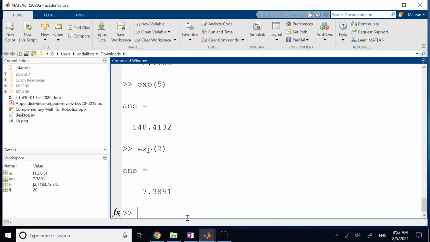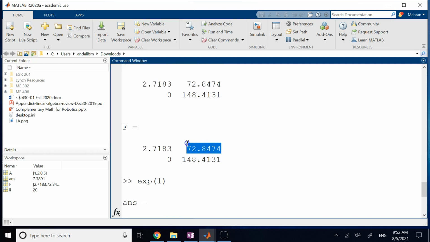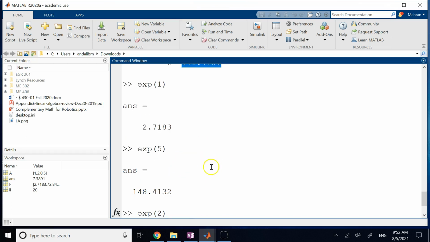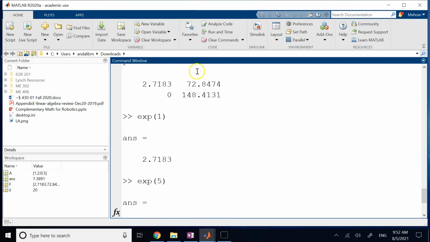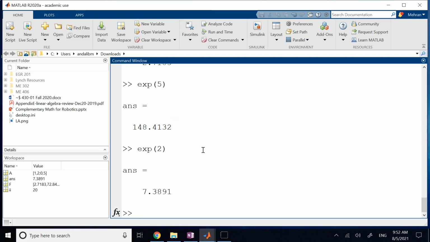So exponential of 2 is what? 7.38, but this number is 7.2. This 148 looks like exponential of 5, but not this number. So you see, although some numbers might look like they are exponential raised to the entry only, so this is exponential 1, this is exponential 5, that's not exponential of 0, right? Because exponential of 0 is what? 1. So if I really want to do it, I had to say something like this: exponential 1, exponential 2, exponential 0, and exponential 5, correct?